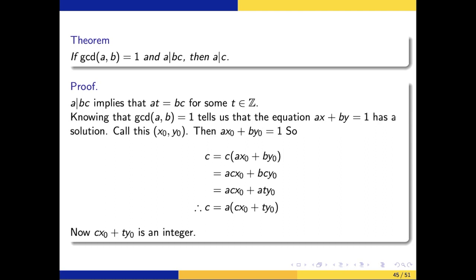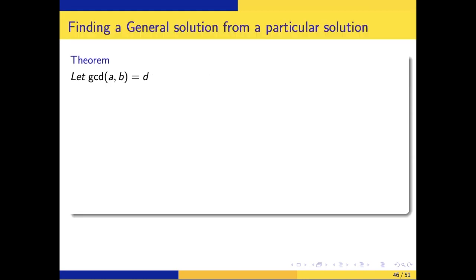Now cx0 plus ty0 must be an integer. This means that a divides c, and that completes the proof of this theorem.